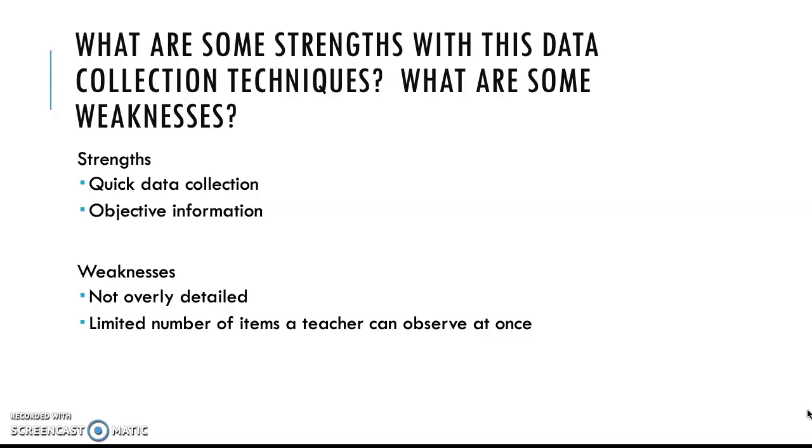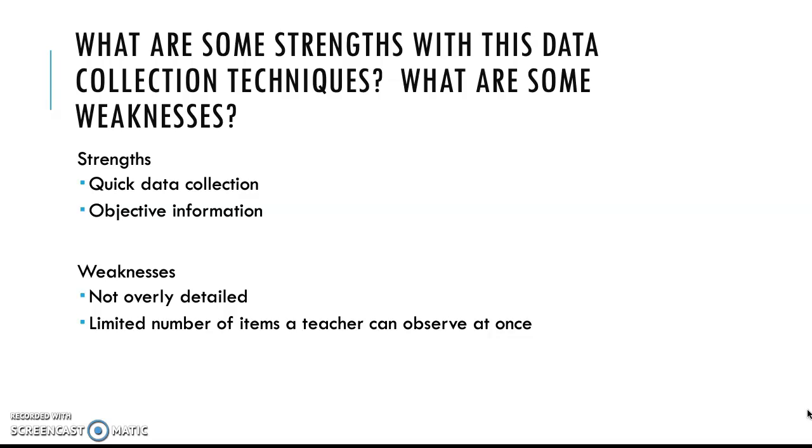It's not subjective. Weaknesses, that's also, I guess, could be a weakness, is that it's not overly detailed. So it is just a yes or a no. If somebody else was looking at your checklist, it doesn't really provide them with a ton of information on, okay, the student couldn't sort, but why couldn't they sort, or what happened? It doesn't give them any extra information.